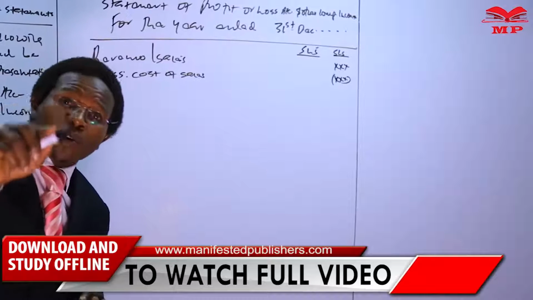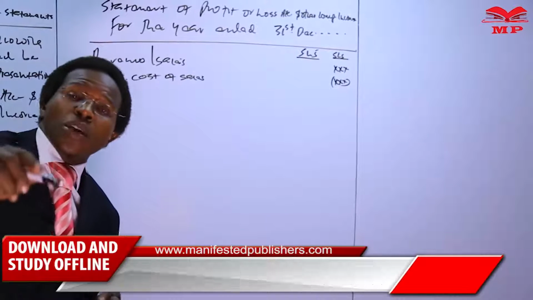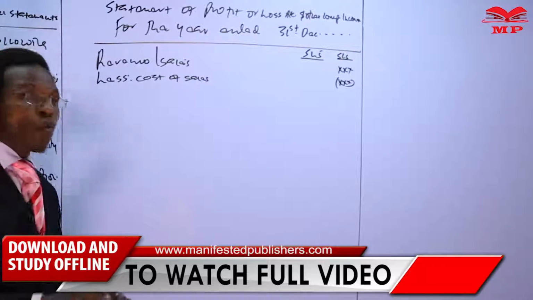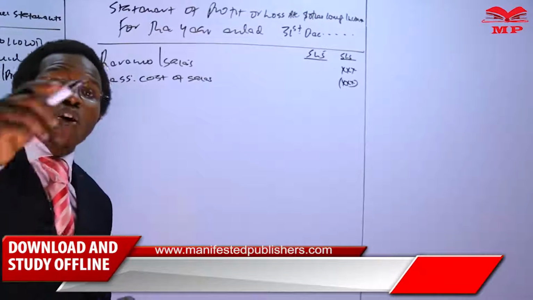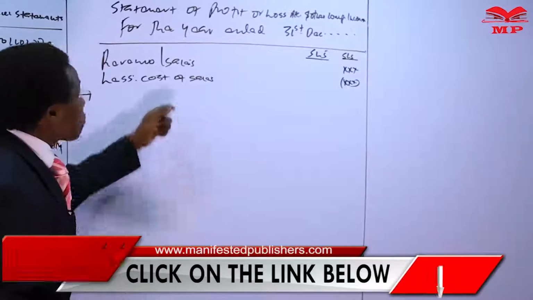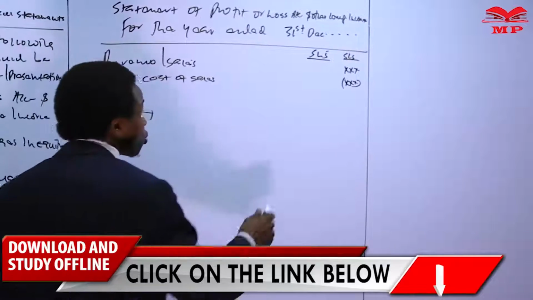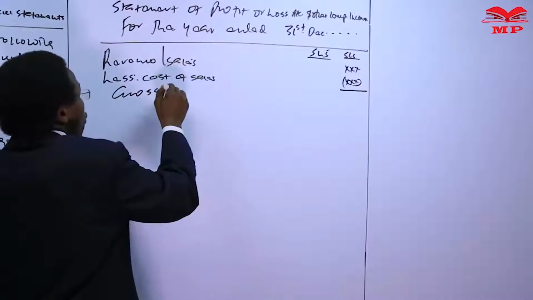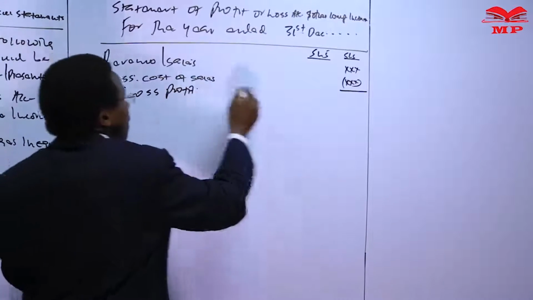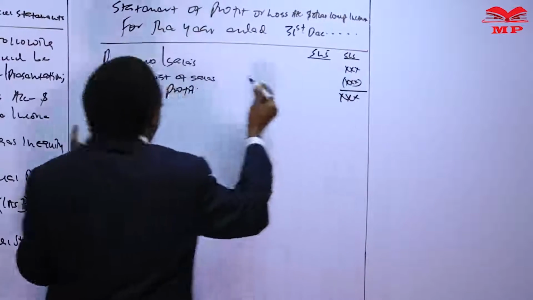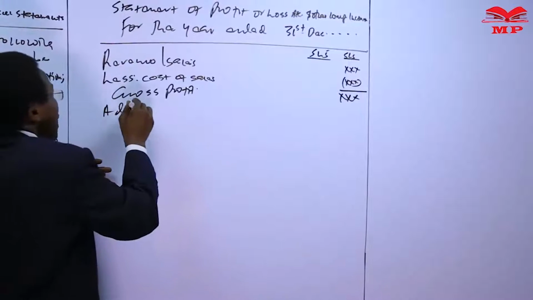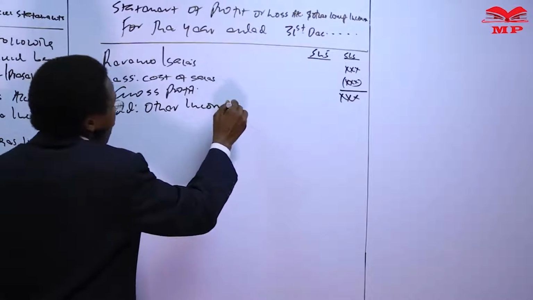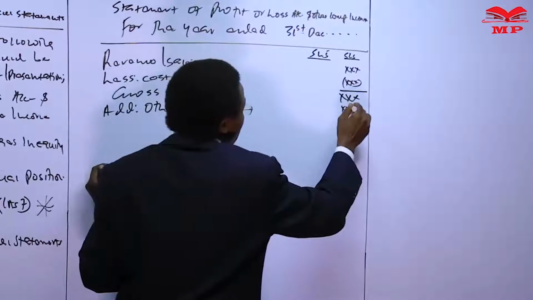But apart from those items, we may also include depreciation expense on productive assets. We may also include the gain or loss on sale of an asset as part of the cost of sales. Very important to remember that. So we come and say we have the gross profit here, friends. Then we may add other incomes. The other incomes will be added.